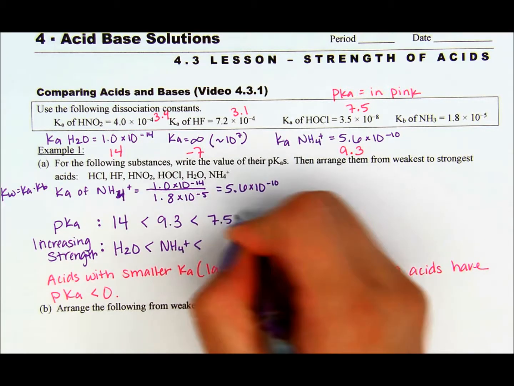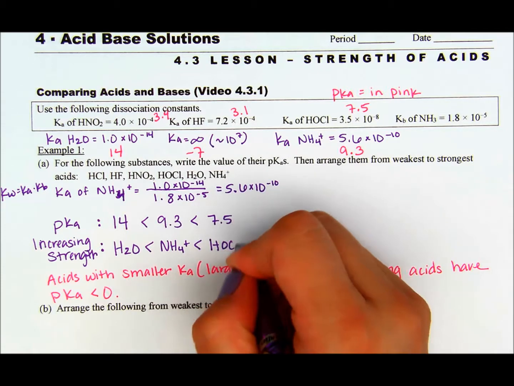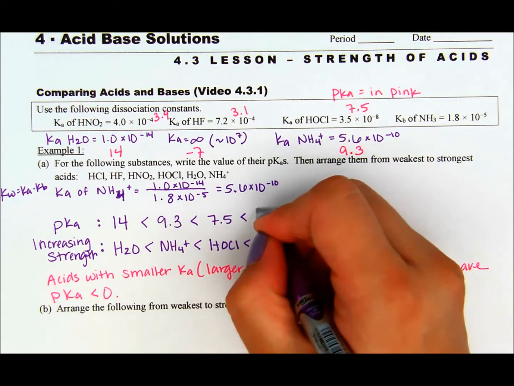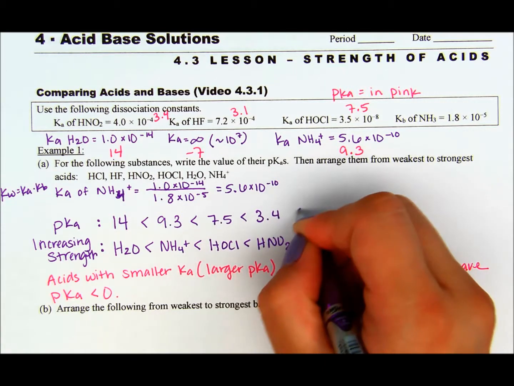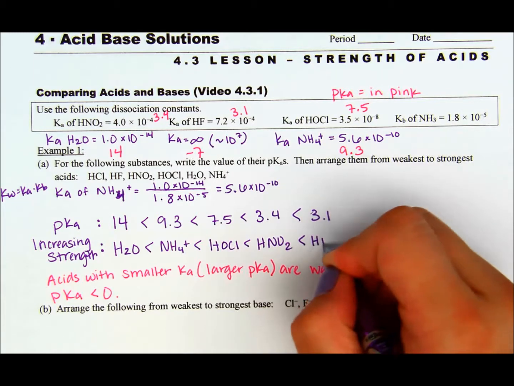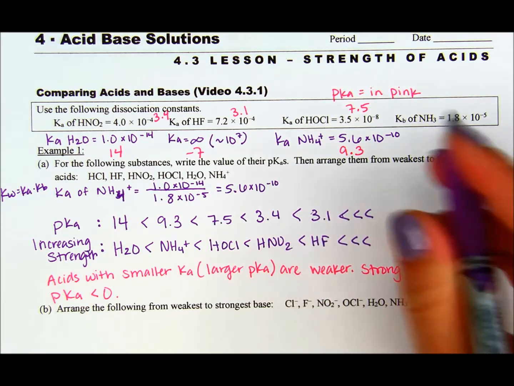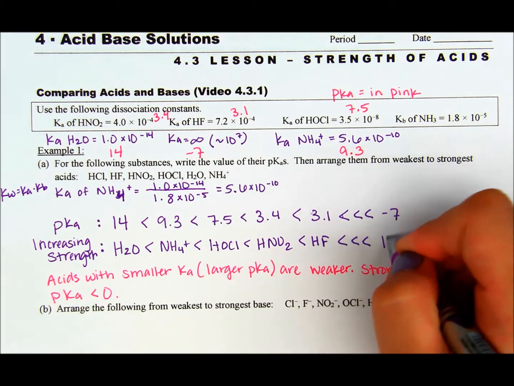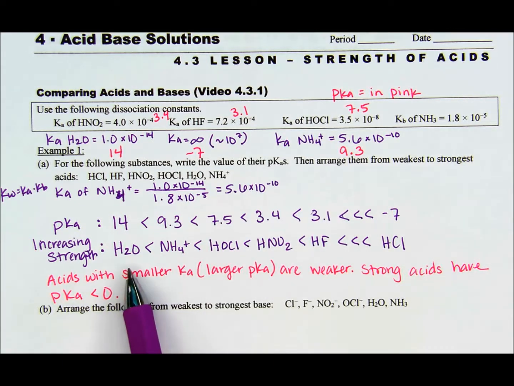Okay, you have 7.5 pKa for HOCl, followed by 3.4 for HNO2, followed by 3.1 for hydrofluoric acid, and then way, way, way smaller is your HCl. So that's the strongest acid. The strongest ones are on this side, weakest ones are on this side. You can see the relationship with pKa and the strength of the acid.